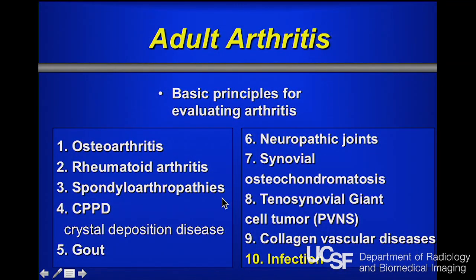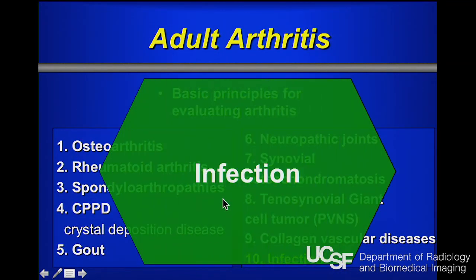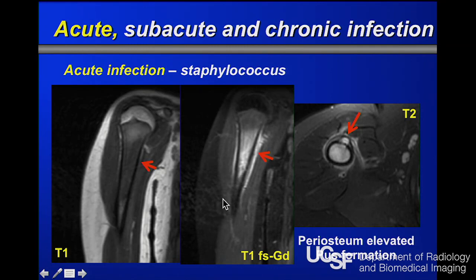Okay, and let's go over infection. Finally, some heavy stuff at the end. We look at different types of infection. In these acute infections, which are most frequently due to Staphylococcus, we have some relatively typical clinical findings.